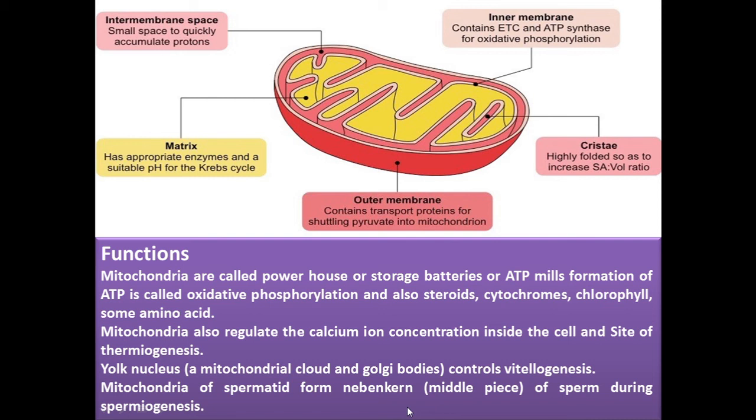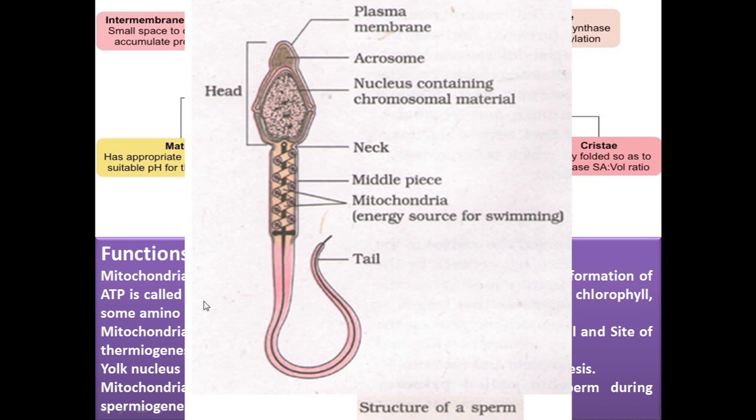Now this term you might have seen in many entrance exams, that is the Nebenkern. What is Nebenkern? Nebenkern is the middle piece of the sperm. Here you can see the structure of the sperm. This is the middle piece or the Nebenkern of the sperm. It is very rich in mitochondria. We have seen 25 mitochondria are there, right? So this is very rich in mitochondria.